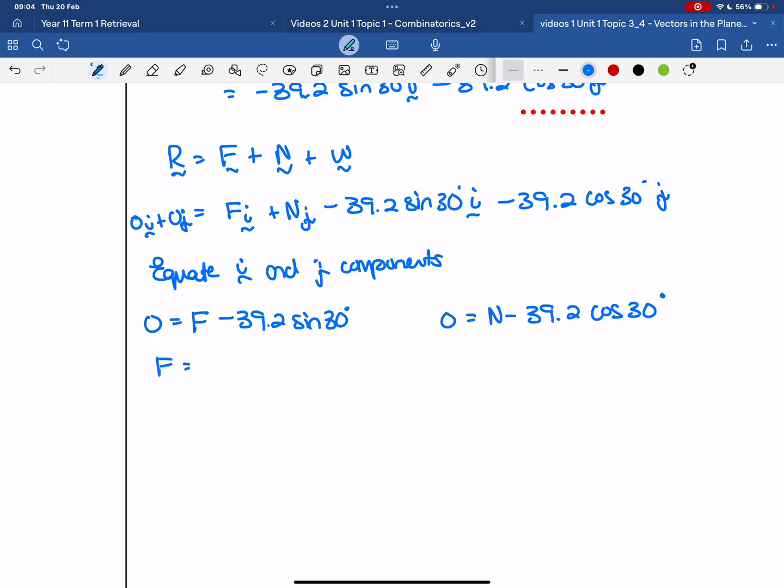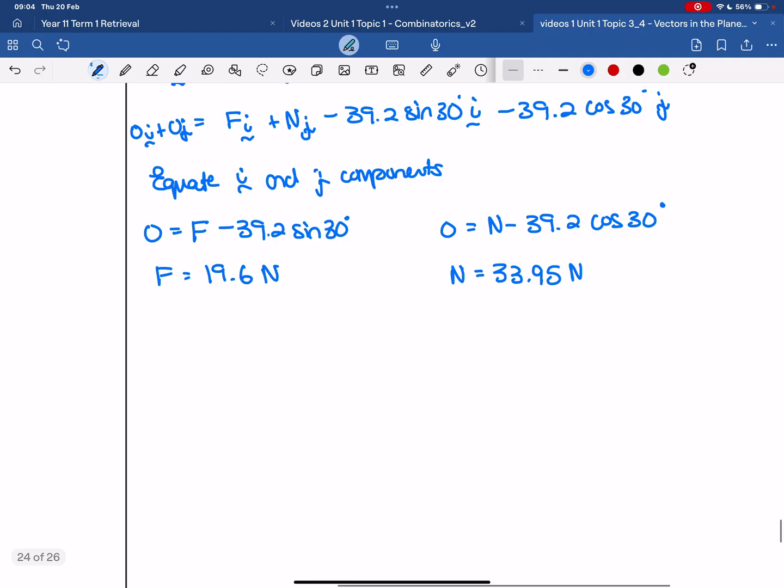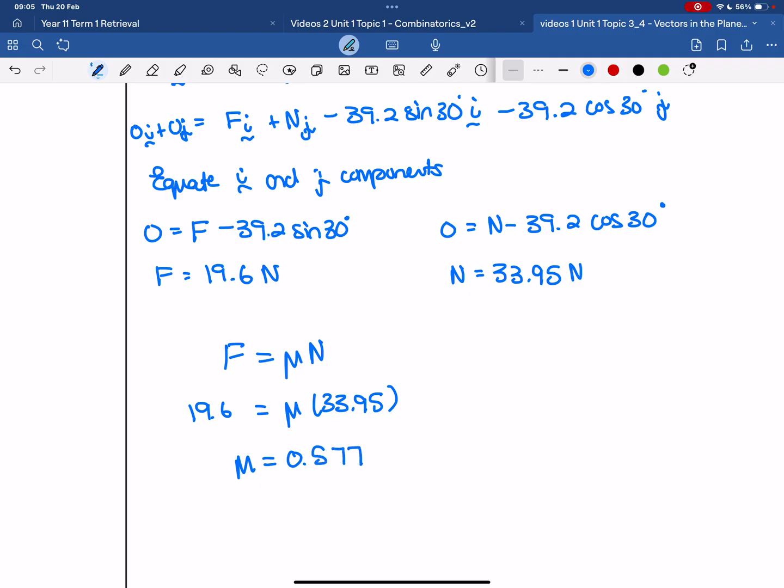So F is going to be 19.6 newtons, and N is going to be 33.95 newtons. I haven't answered my question yet because they want my coefficient of friction mu, but I know that F equals mu N, so 19.6 is mu times 33.95, and mu is 0.577.